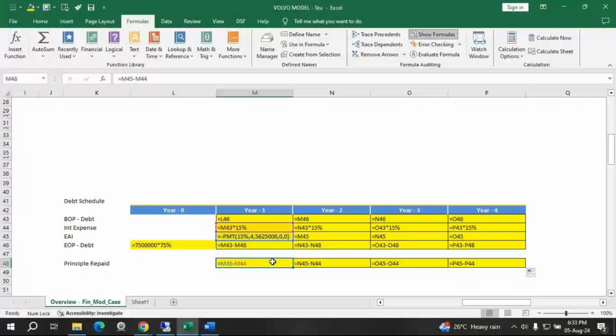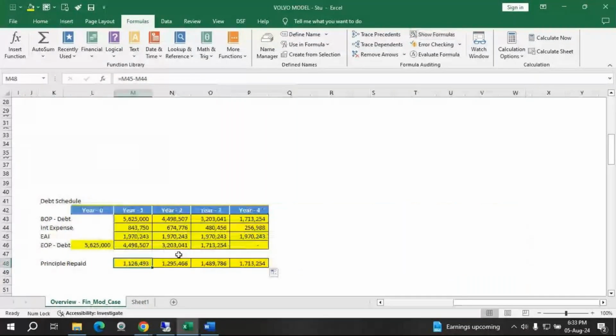Ma'am, for me in the fourth year, the debt is coming as 1 rupee. So how can I change it, ma'am? Maybe the decimal values. Are you getting any decimal values in this? No decimal, ma'am. 1 rupee in the fourth year I'm getting, in the last. That's fine. 1 rupee is okay, right? Okay, ma'am.